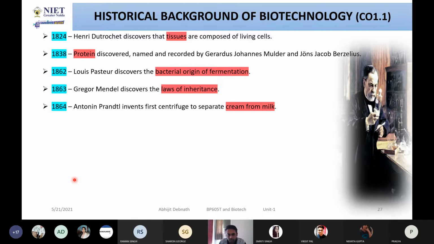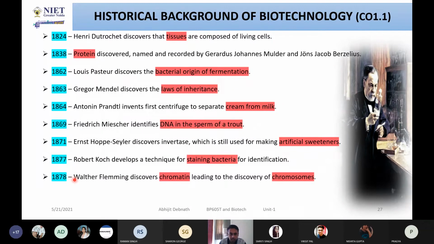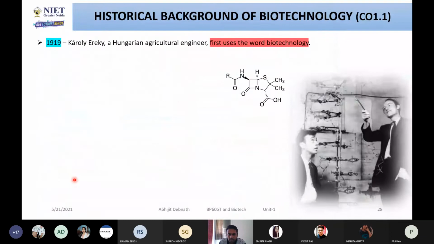Then somebody first used a centrifuge to separate cream from milk, then DNA was isolated, then artificial sweetener, then somebody stained bacteria, then the terms chromatin and chromosome came. Then Louis Pasteur developed a vaccine against the bacteria that cause cholera in chickens, and anthrax. Later on, the rabies vaccine was also developed by Louis Pasteur. And slowly we have reached the present scenario.